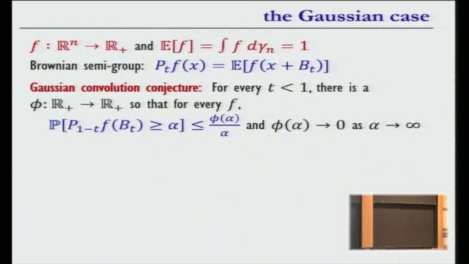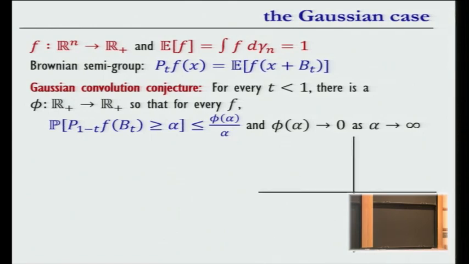Why is that? Because you start at 0. If you sample according to this, you first run Brownian motion to time t, and then you average over another Brownian motion run for time 1 minus t. So the arguments you're applying f to are exactly a Brownian motion at time 1, which is the Gaussian measure. Think about t as less than 1, so 1 minus t is positive.